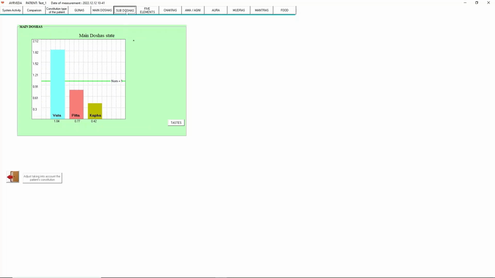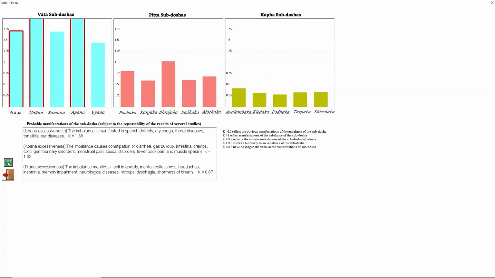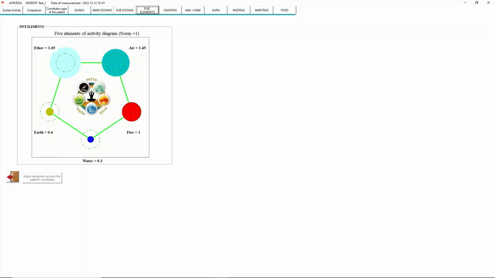In Ayurveda, the sub-doshas are smaller, more specific energies that function within the larger doshas. Sub-doshas are responsible for specific body functions and are influenced by larger doshas. Here are the 5 sub-doshas for each dosha. In this case, the patient has problems with the respiratory system. He is in a state of acute respiratory illness. The state diagram of 5 conditional elements of the body is presented in this tab. Each element is associated with certain characteristics and qualities.